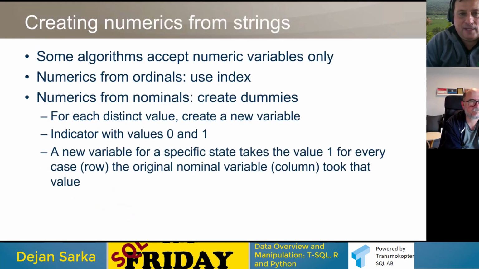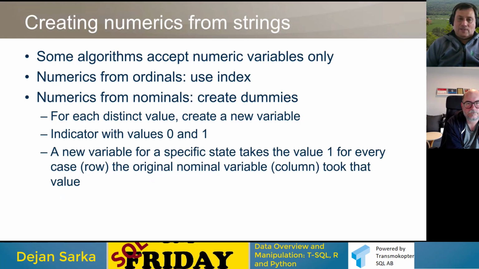What if you need to create numerics from strings? Well, if we have order, we just use this index order. What if we have nominals? Then we can create what are called dummies in statistical terminology, or dummy variables. These are indicators with values 0 and 1. So you create one dummy variable for every distinct value of the original variable. Let's say color, we have 3 values, green, blue, red, and then we have dummy green, which takes value 1 when the original product is green and 0 when it is blue or red, and so on.